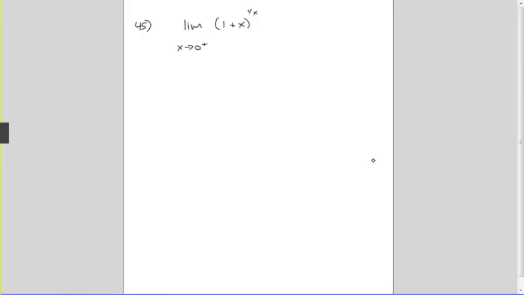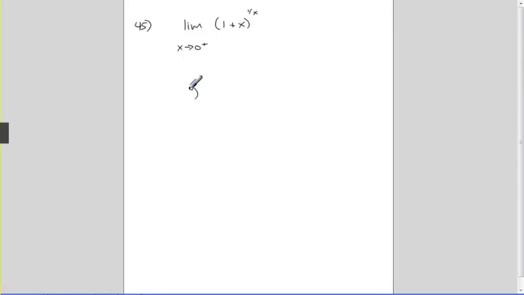Okay, this is problem 45, which is different than all the other homework problems. Basically, if we let x go to 0, we get 1 to the infinity power, which is an indeterminate form. So how do we handle this? Because you can't create a fraction out of this. So we use the properties of logarithms to simplify things.